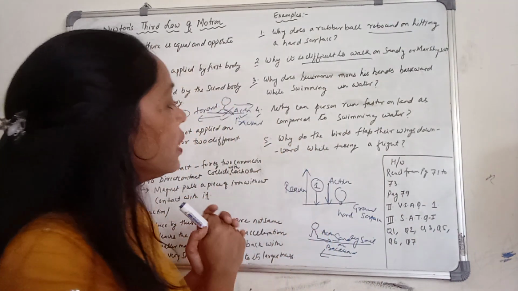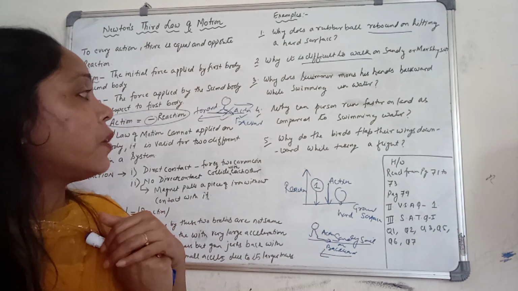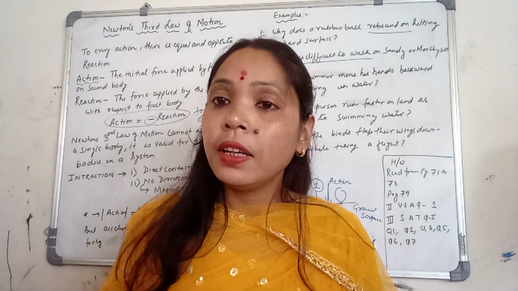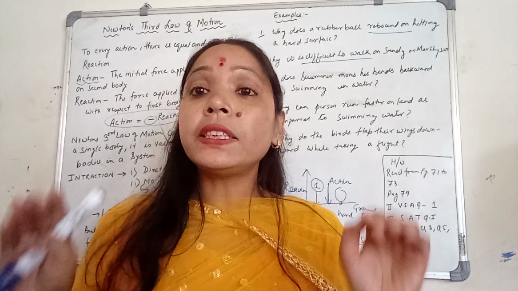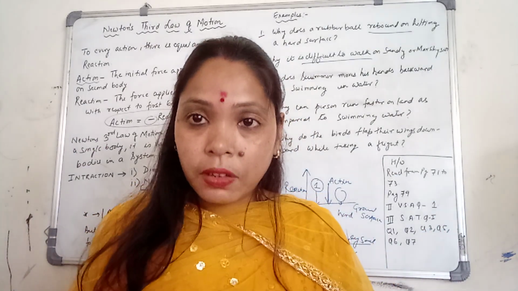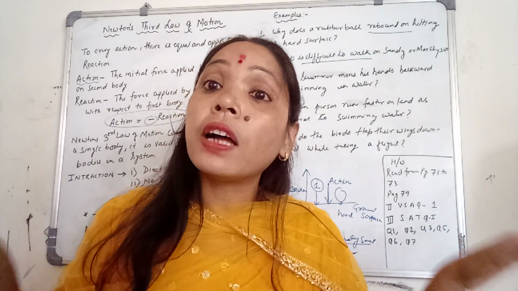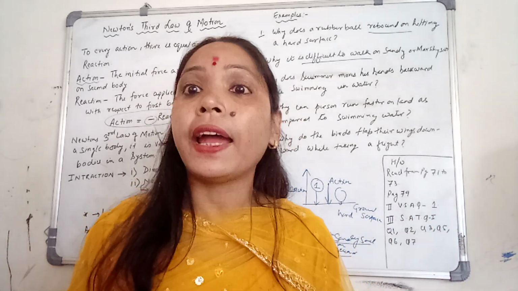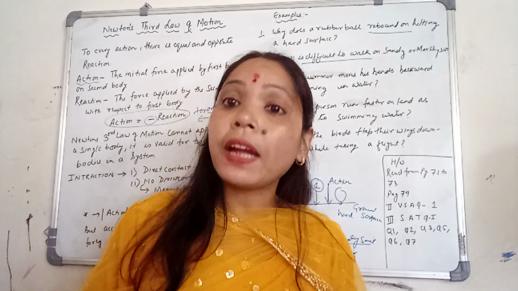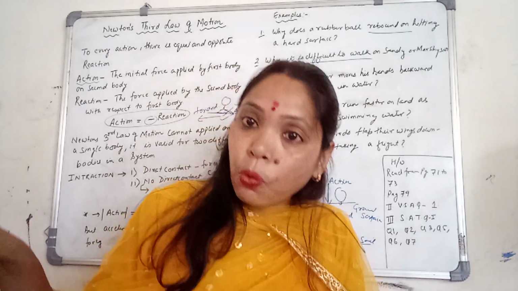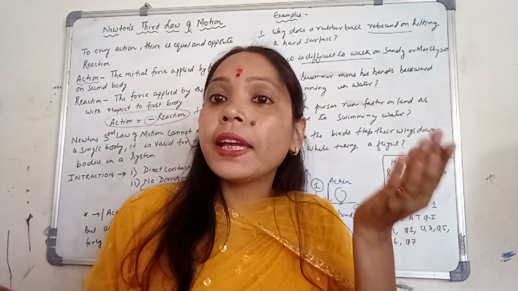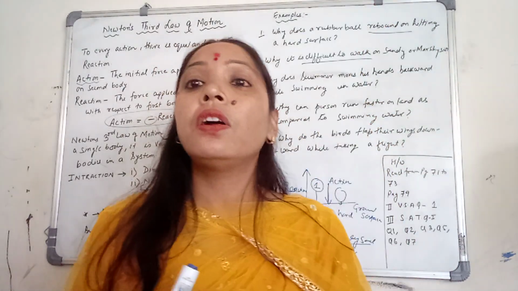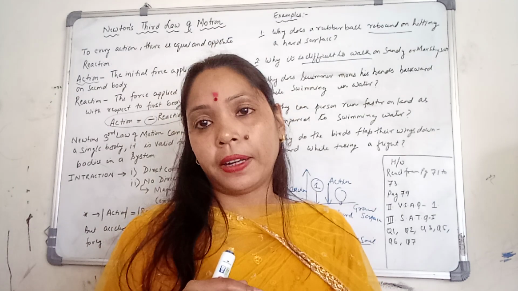Now the last one: why do birds flap their wings downward while taking flight? Flapping downward means birds are applying the action on the wind, in the downward direction. And with respect to this action, the wind what? The wind gives the reaction on the bird to move in the upward direction.